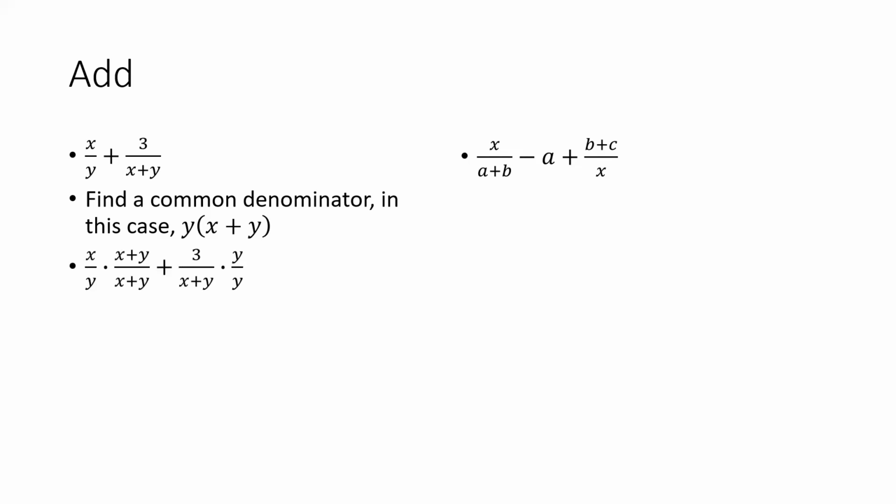So now let's multiply the X over Y by a fraction that's equivalent to 1 that will get us that common denominator. What's it missing from Y times X plus Y? It's missing X plus Y. So if we multiply it by X plus Y over X plus Y, then we'll have that common denominator. Likewise, the second term is missing Y. It already has the X plus Y, so it needs to be times Y. So we multiply that by Y over Y.